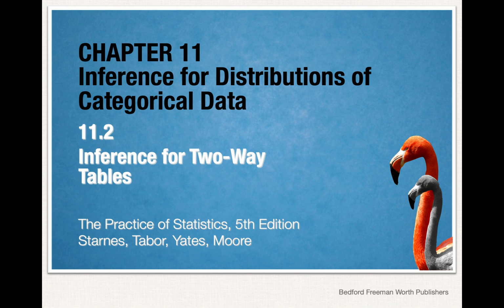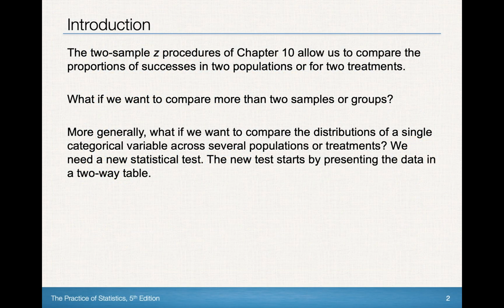In today's lesson, we'll be looking at the distribution of one categorical variable over two or more populations. It's called the chi-squared test for homogeneity. Back in chapter 10, we looked at two sample Z procedures for proportions, where we compared two proportions to one another. But if we want to look at more than two proportions, we have to start looking at a two-way table, which can organize multiple populations easily.